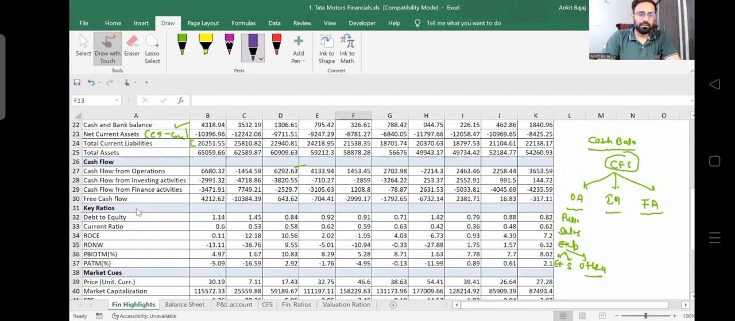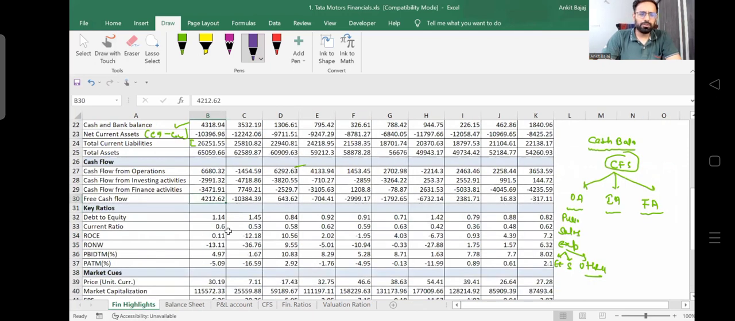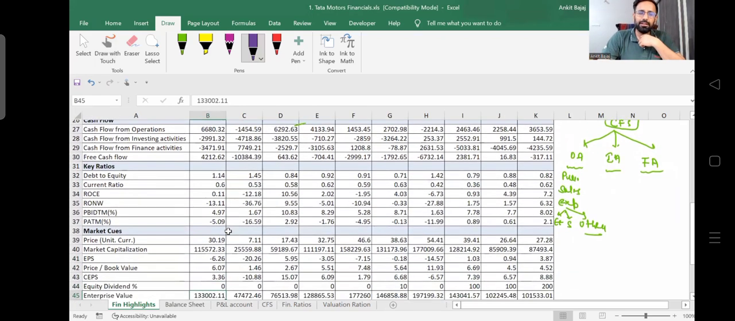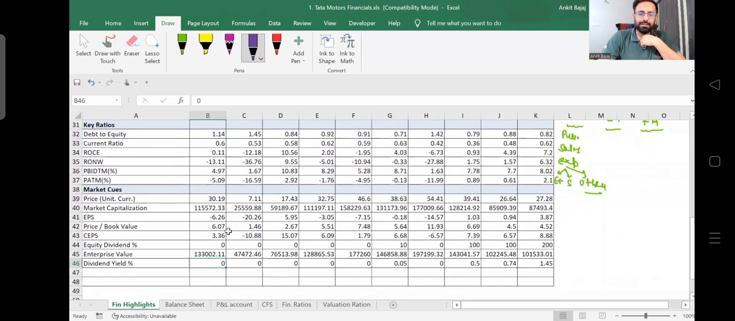Further, if you see, free cash flow is given as how much? Free cash flow is given as 4,212, right? So we can see the balance sheet. It is near to this amount, right? So the free cash flow balance is given as 4,212. Now, if you see, they have calculated the ratios. We already discussed these ratios: debt to equity, current ratio, return on capital employed, return on net worth. We've already calculated these ratios.